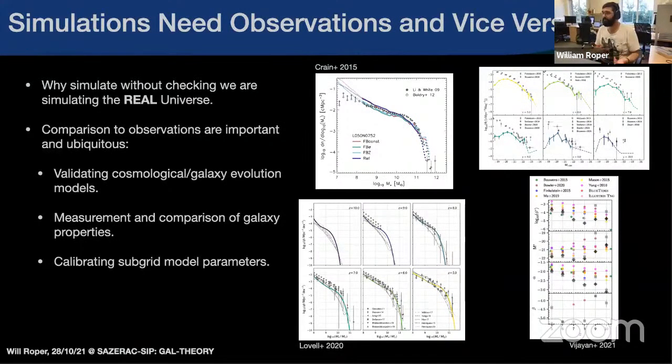This validates the models we're using, cosmological galaxy evolution models, which you can see in these three papers, the FLARES papers 1, 2, and 3. We can make measurements and comparisons of galaxy properties, both in the real universe and in simulations, to try and validate that. And also, probably most importantly, we actually use comparisons between observations and simulations to calibrate the model parameters that we use. That's what's shown here in Crain's 2015 paper, where they were calibrating the EAGLE subgrid model.